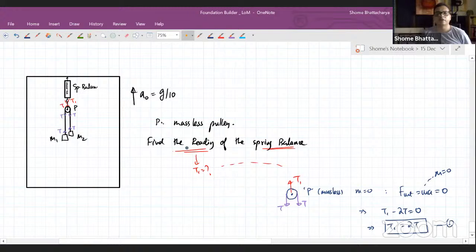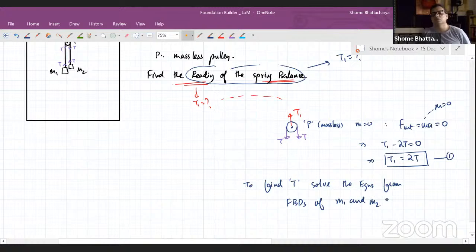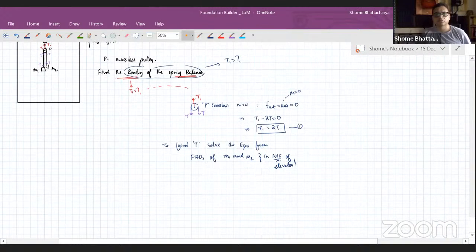Okay. What I'm trying to do is find the reading of the spring balance. So the reading of the spring balance is T1, and that T1 is equal to 2T. So next, how will I find 2T? To find T, we have to solve the equations from the free body diagrams of the two blocks M1 and M2. But in which frame will we make those FBDs? In the non-inertial frame of the elevator. Now, of course, M1 and M2's values are given to us. So this is how we'll solve the problem next.